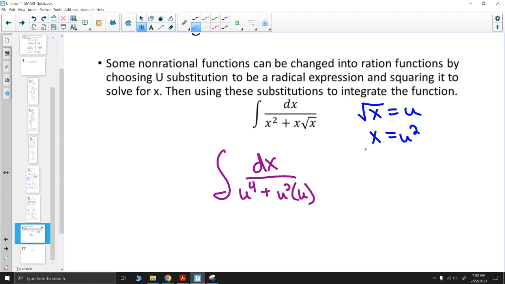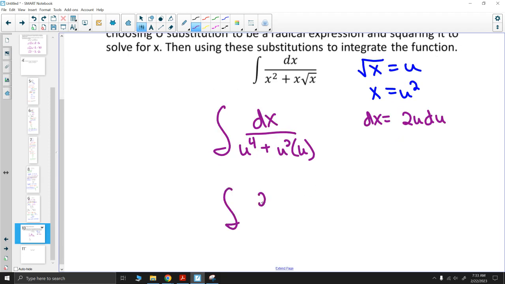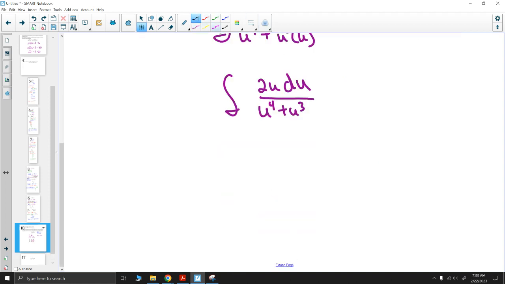Now we need a du of some sort, so we need to get rid of this dx. If we differentiate, we get dx is equal to 2u du. So we can replace this dx with a 2u du over u to the fourth plus u to the third. Now we have the integral, pulling the 2 out, of u over u to the fourth plus u cubed, and we can deal with this thing.